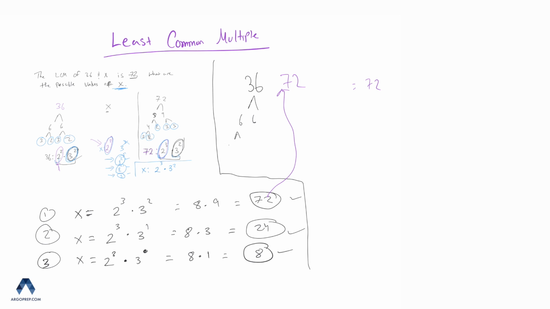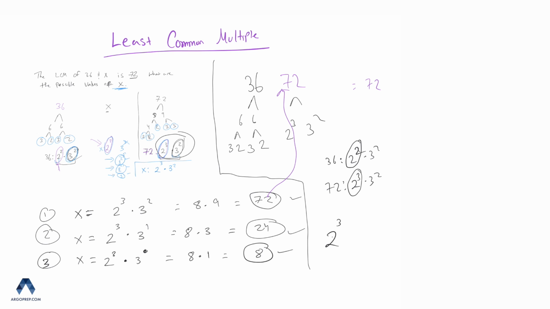36 is 6 times 6, which is 3 times 2, 3 times 2. This 72 will break down to, well, we already have it over here. 72 breaks down into 2 to the third and 3 to the second. So for 36, I have 2 to the second times 3 to the second, and for 72, I have 2 to the third times 3 to the second. My rule states that I have to take each number the greatest number of times it appears. 2 appears two times here and 3 times here, so I have to take 2 three times.